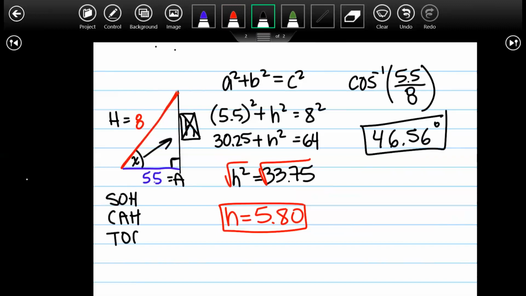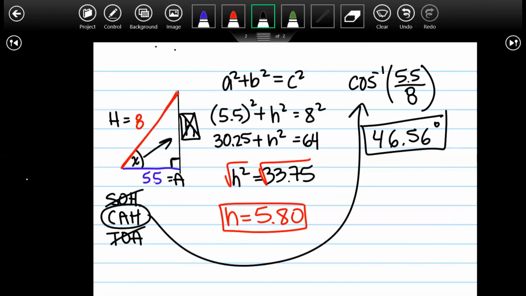SOH CAH TOA, we don't have anything on our opposite, so sine and tangent go away, leaving us cosine. So I use cosine to find my ratio.